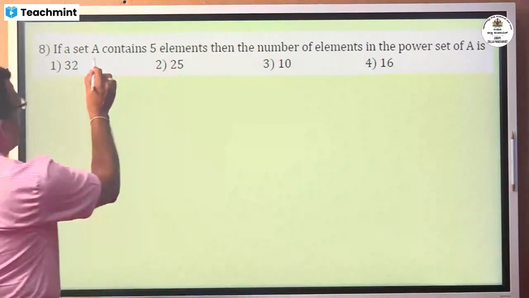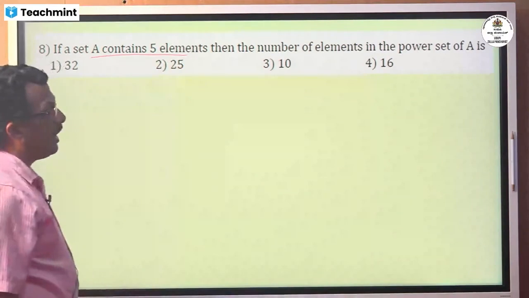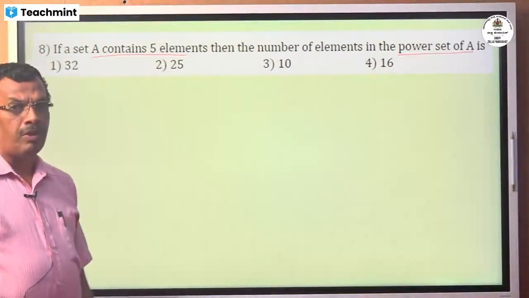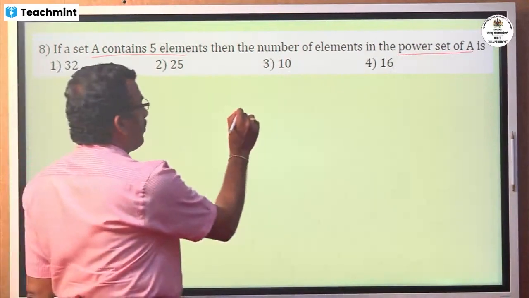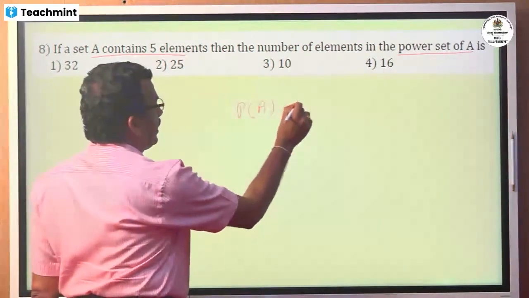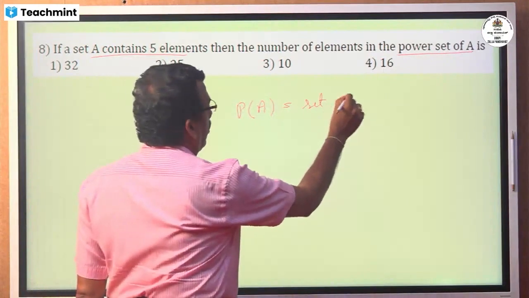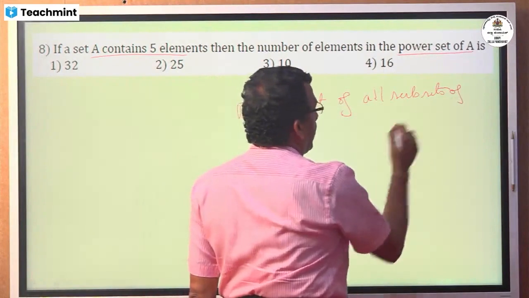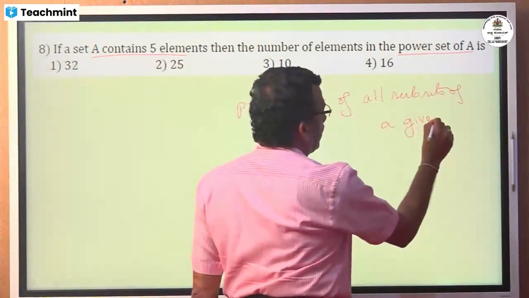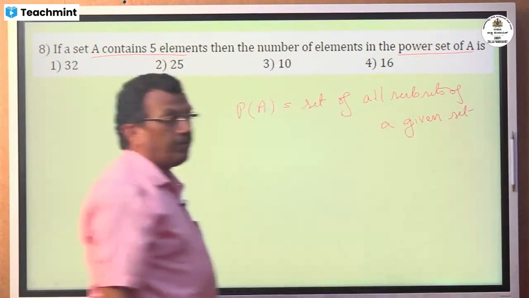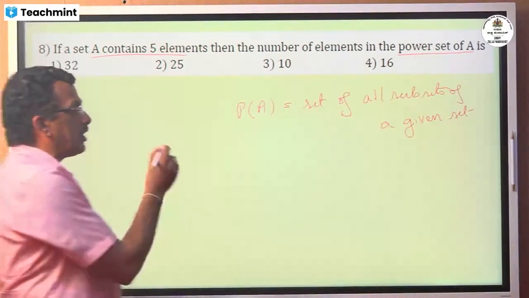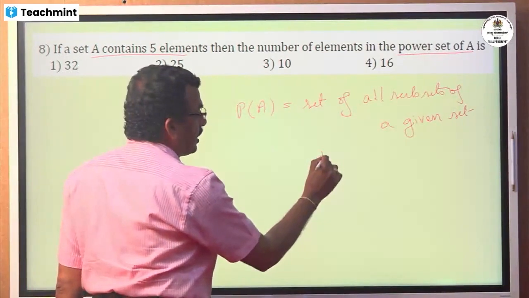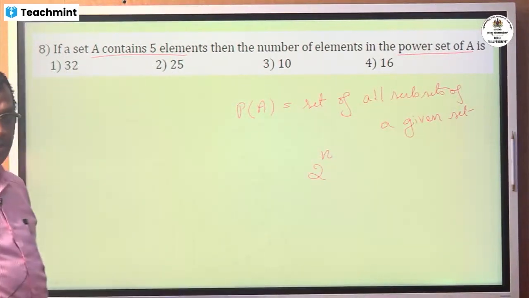Now, if a set A contains 5 elements, then the number of elements in the power set of A is. What is the power set of A? You know that power set of A is the set of all subsets of a given set. First PUC concept. Then how many elements will be there in the subset of a given set? 2 to the power n. Already we have discussed that one.